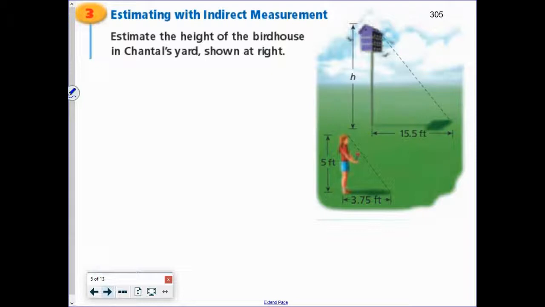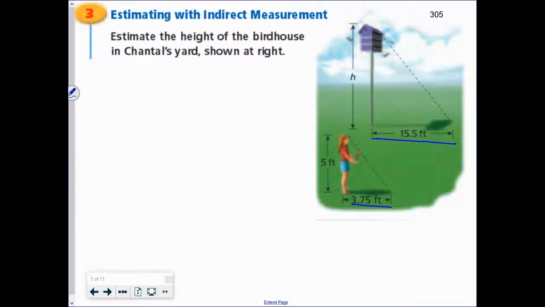Take a look at this. This is the most common use of indirect measurement when you have something tall like a tree, or in this case, a birdhouse. We want to know how tall that birdhouse is. We can actually go out and measure the shadow of it, and then measure something that is short enough to be measured, like this girl. This girl is 5 feet tall, and her shadow is 3.75 feet long.